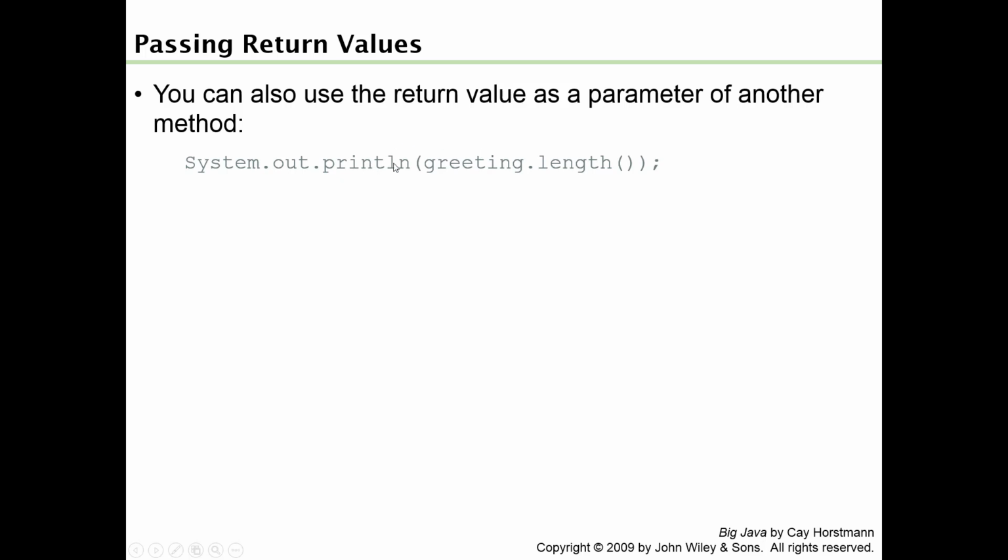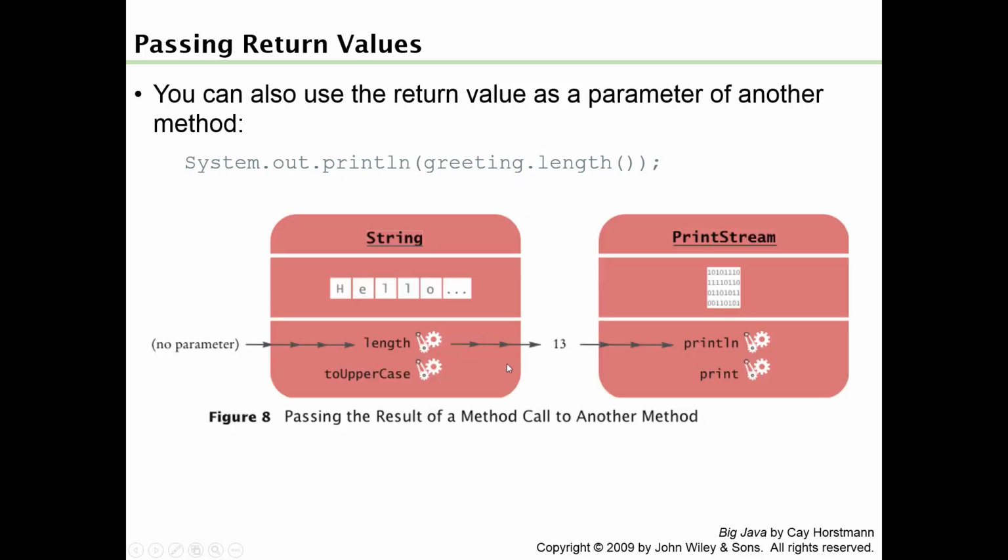This makes coding a lot more concise and convenient, but for the novice programmer it could be a little challenging to understand. See how you call the length method first, and then you feed that number directly into the println method over here in PrintStream. So this is passing the result of a method call to another method. And this is what it looks like perhaps internally.